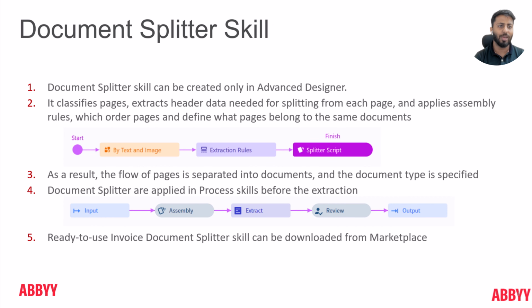A document splitter skill can only be created in the advanced designer. It classifies pages, extracts header data needed for splitting from each page, and applies assembly rules which order pages and define what pages belong to the same document and which belong to the other, so that it can decide whether to keep them in the same document or a different document. As a result, the flow of pages is separated into documents and the document type is specified.